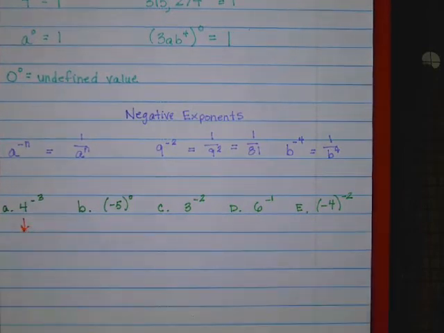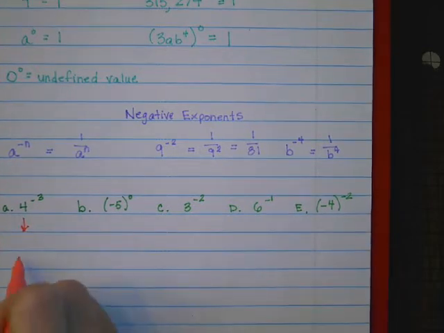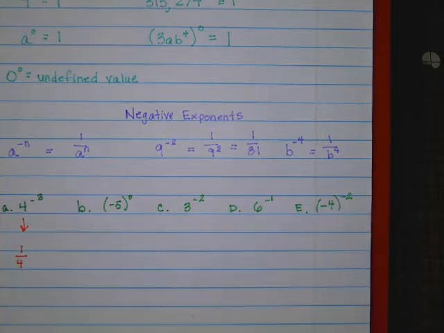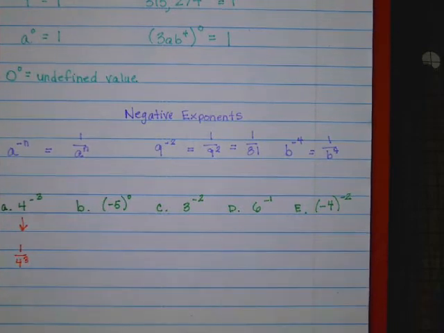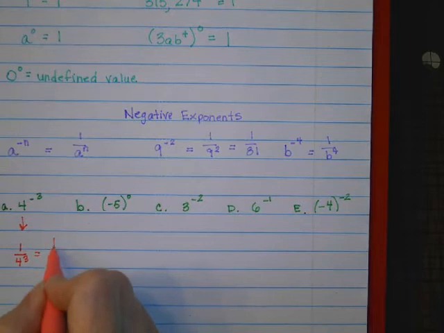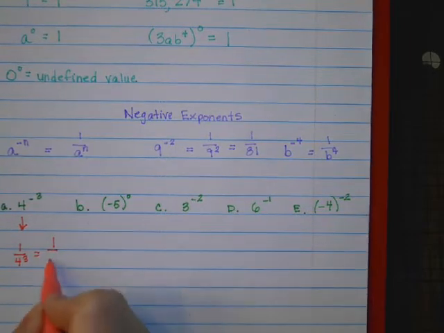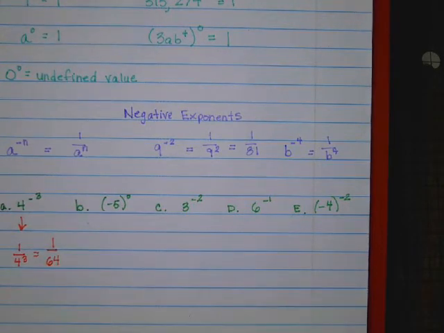Since we have a negative exponent, we're going to rewrite this by taking our 4 and doing the reciprocal, which is 1/4. And then we're going to change it from a negative exponent to a positive exponent of 3. Then we'll simplify. So now we're going to do 4 to the 3rd power. So 4 to the 3rd power is 64, because 4 times 4 times 4 is 64. This would be our final answer.